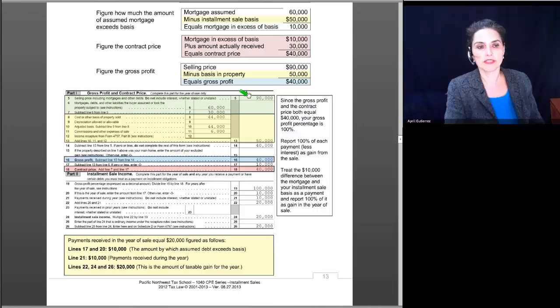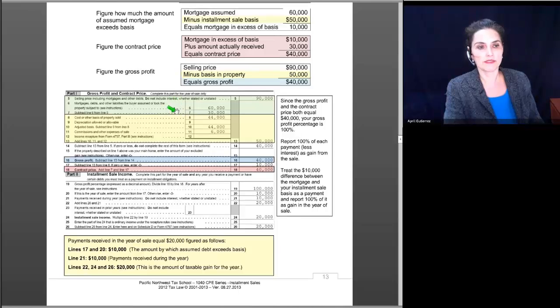Firstly, we have the selling price of 90, and then we enter the amount of debt assumed, which is 60, to arrive at a net number on line 7 of 30. We then enter the original cost basis, and we add in the selling expenses, and we get 50. Well, 50 from 90 is 40, and then we look to see what the gross profit is. There's no other adjustments on line 15, so the gross profit from the sale is $40,000.